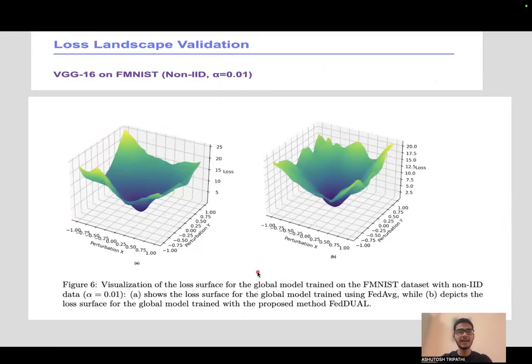Secondly, we have also plotted the loss landscape for IID and non-IID scenarios, only for FedAvg and our FedDUAL. So we see here FedAvg achieves suboptimal performance, with very narrow and sharp minima. Here we see a flatter surface and wider valley. So it validates our motivation, and it is the proof that we get better generalization in the presence of non-IID data compared to FedAvg.